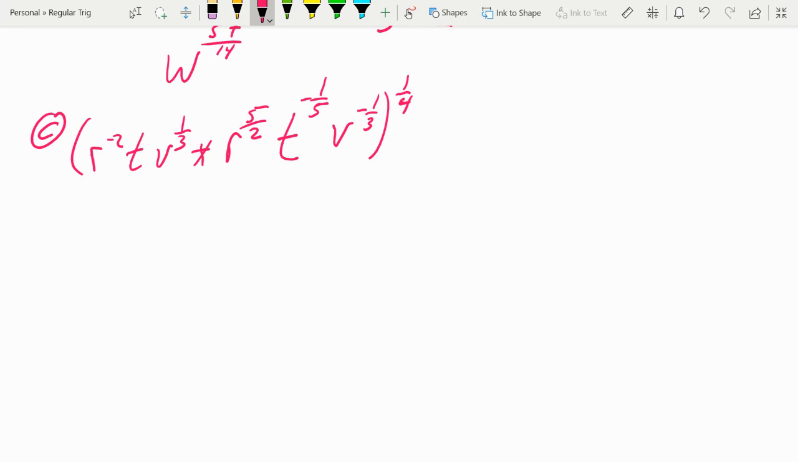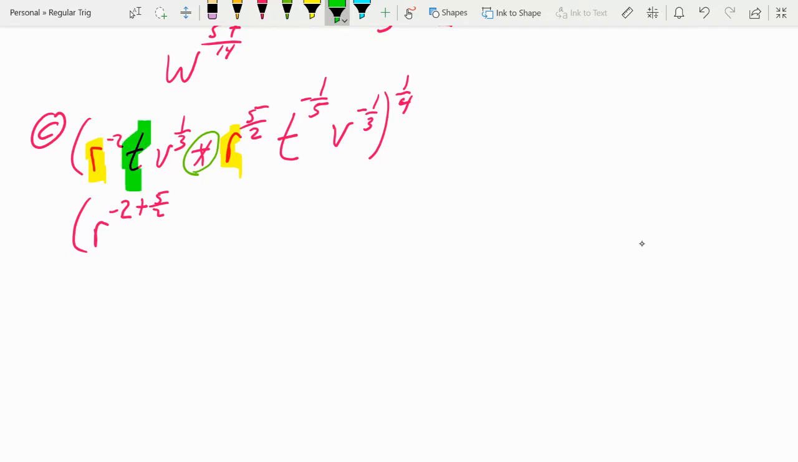Okay, now we're looking at this. Again, I know I'm multiplying. I'm going to do what's inside the parentheses first, all right? I want to take care of those parentheses first. All right, so bases are the same. I'm going to add the exponents. Do I care that this r has a -2? Nope. Plus 5/2.